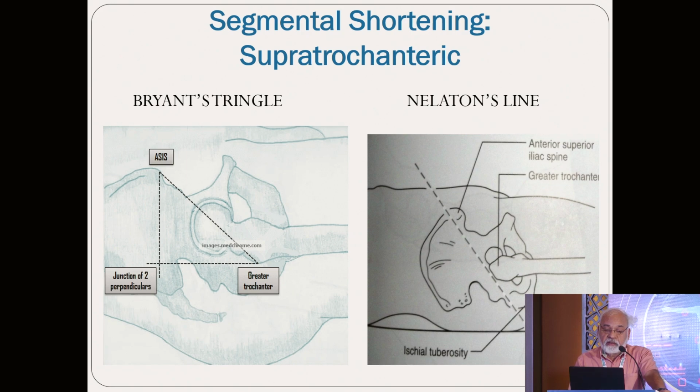Then these are the Bryant triangle and Nelaton line. If they change, then there is a likely chance that there might be dislocation at the hip joint. So always you have to compare the affected hip versus the non-affected or healthy one. Then only you will have a comparable result to know that there is a change in the angle or not.